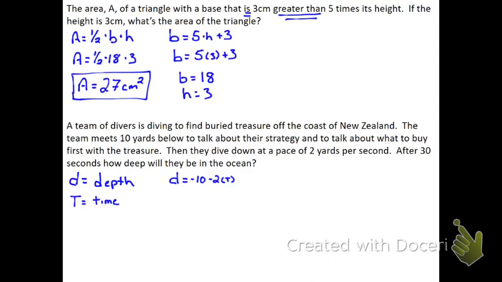And we know that they descend 2 yards per second, and then they're descending for 30 seconds. So our new equation is D equals -10 minus 2 times 30 for that 30 seconds. When we put this in our calculator, our new depth after 30 seconds is -70 yards.